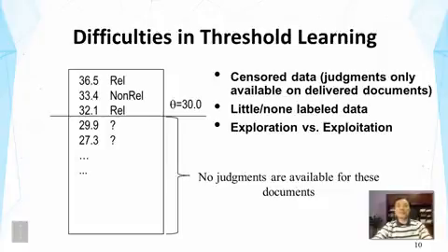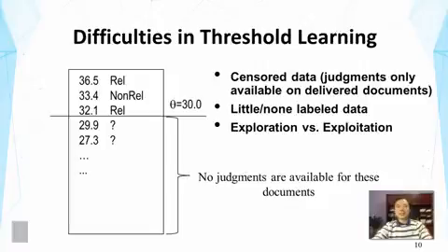Of course, we have a lot of documents for which we don't know the status because we have never delivered them to the user. So as you can see here, we only see the judgments of documents delivered to the user. So this is not a random sample. So it's censored data. It's kind of biased. So that creates some difficulty for learning.